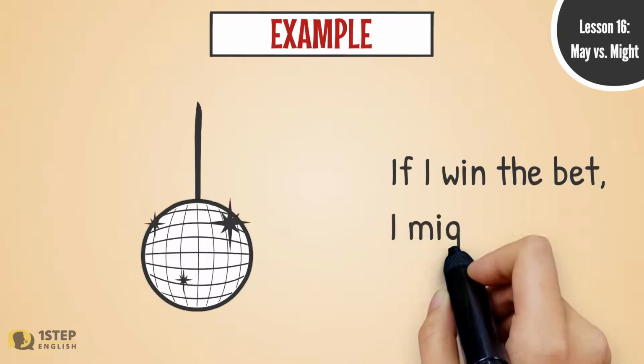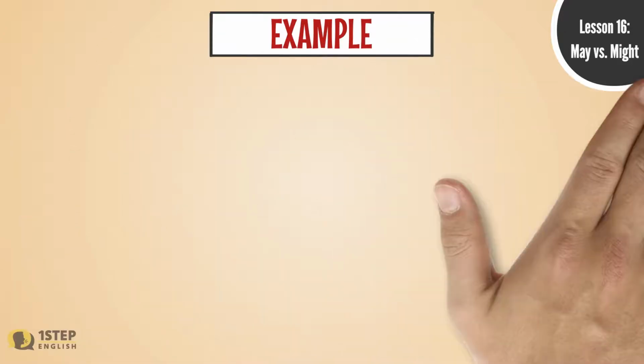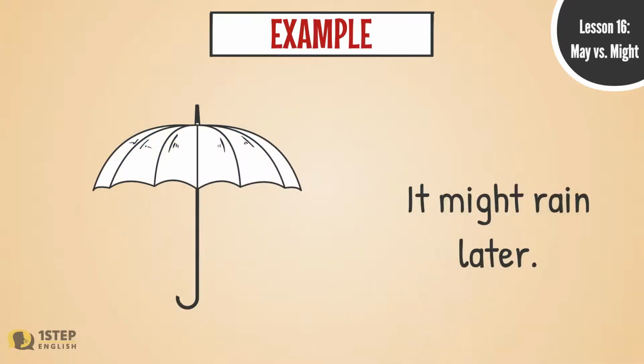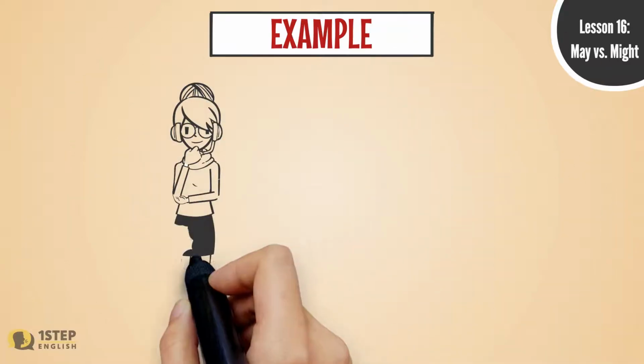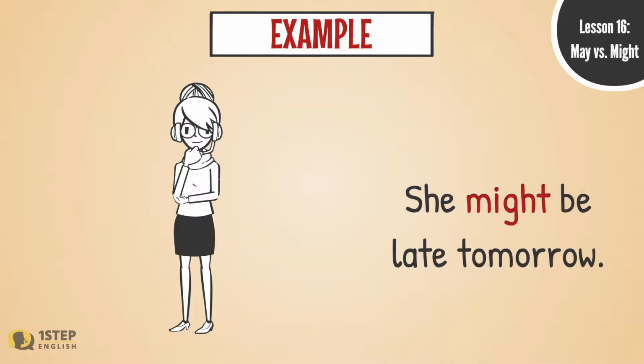If I win the bet, I might throw a party. Might. If I win the bet, I might throw a party. It might rain later. Might. It might rain later. She might be late tomorrow. Might. She might be late tomorrow.